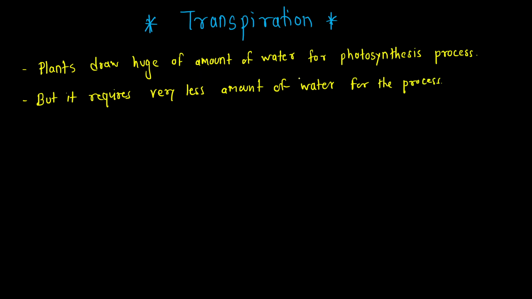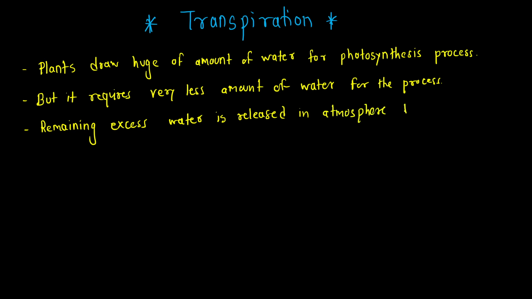That means the water that has been taken by the roots for the process is more, but the actual requirement is very, very less. So whatever the difference is there, the remaining excess water is released in the atmosphere through leaves. Okay, that is, it transpires. So this process is called as transpiration, in which the water is released in the atmosphere in the form of vapors. Okay, so we'll write down one definition properly.